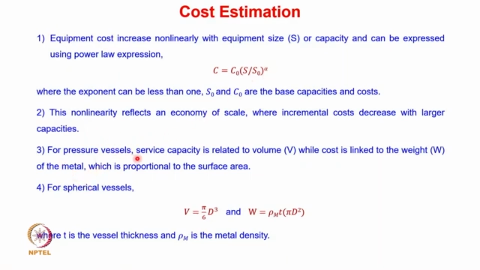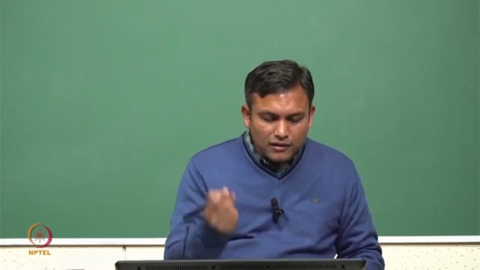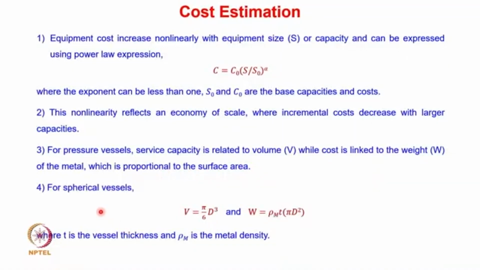So again, for pressure vessels, service capacity is related to volume while the cost is linked to the weight, so the weight of the metal required. Remember, when we are making pressure vessels, how much material is required for making the particular vessel is important, and that is reflected in the cost, which is proportional to the surface area. Okay, you can see that for a spherical vessel we can calculate volume as pi by 6 d cube, and then we can calculate the weight of the spherical vessel. That will be given as density of the material into thickness of the vessel into area. So remember, area is important.